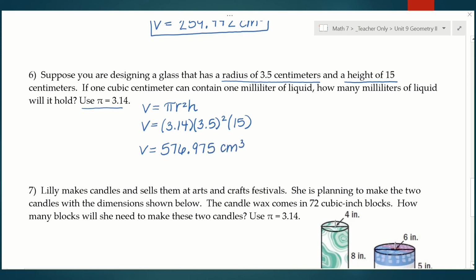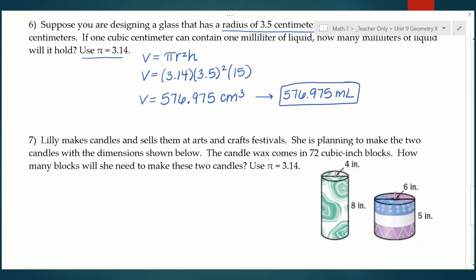cubic centimeters. All right, so it says, if 1 cubic centimeter can contain 1 milliliter of liquid, how many milliliters of liquid will it hold? Okay, so this really is not a horrible conversion because it's 1 to 1. So if it's that many cubic centimeters, it's the same milliliters. So I would just rewrite this with a new label, and there we go.